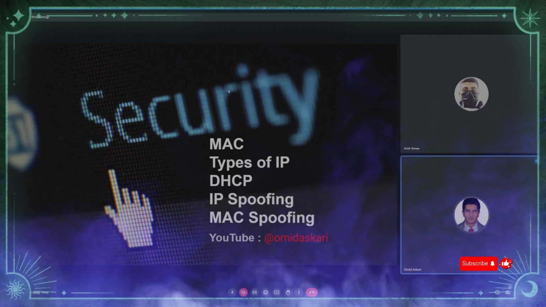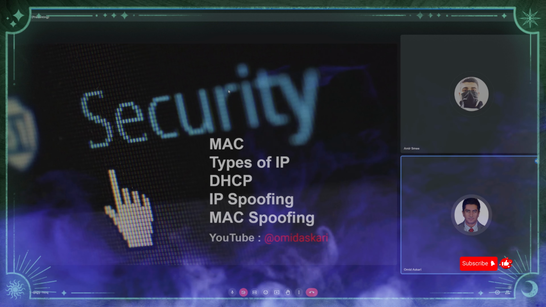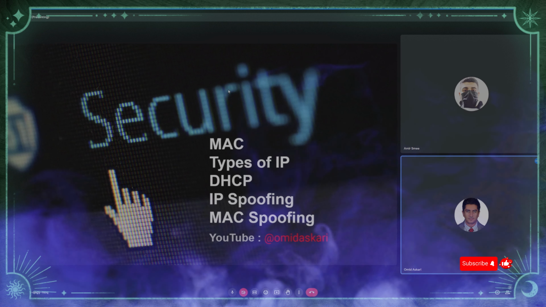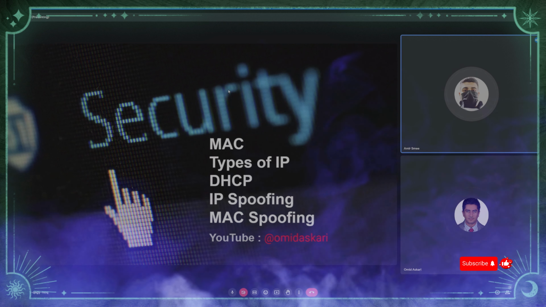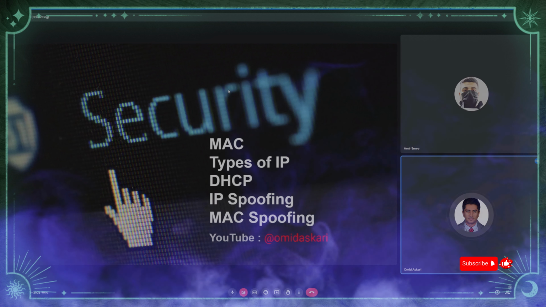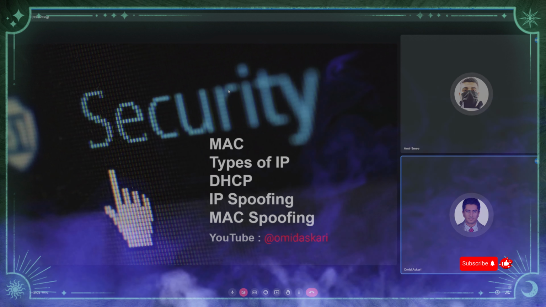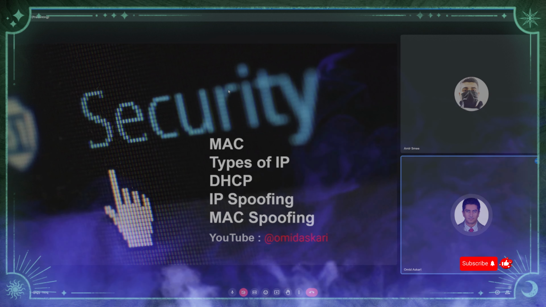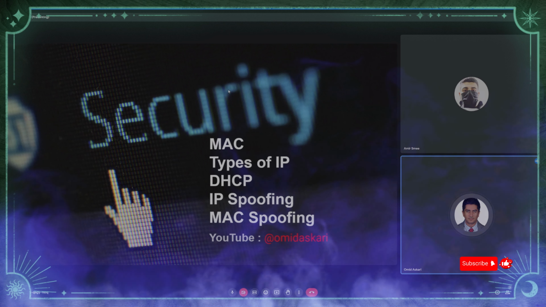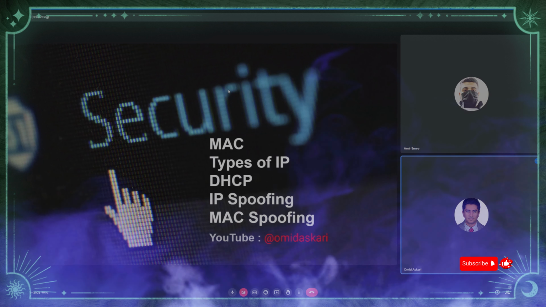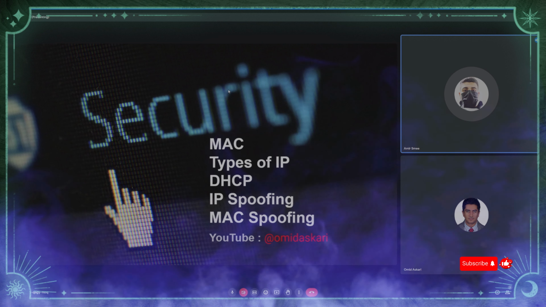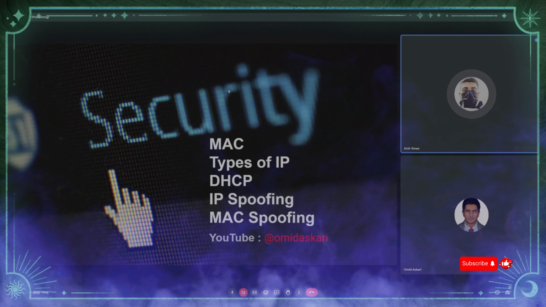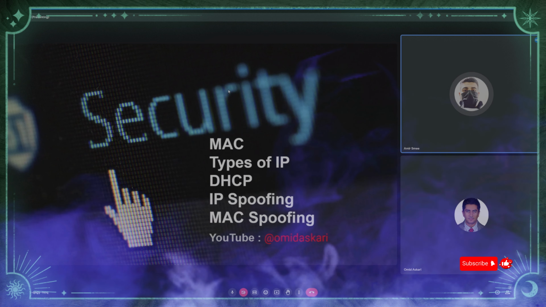Number four. What are some of the future trends in IP and MAC spoofing? Excuse me, number four or number three? Number three. What are some legal and ethical considerations for using IP and MAC spoofing? For example, we use MAC spoofing for troubleshooting and testing our network, and IP spoofing too.